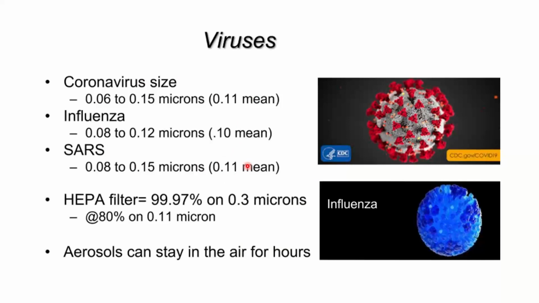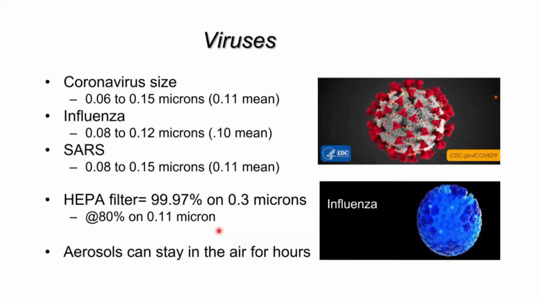A HEPA filter is a common recommendation to deal with that. And you'll see 99.97 and 99.99% HEPA filters. What that means is it catches 99% of stuff that is 0.3 microns in size. It doesn't do as good with smaller stuff because obviously smaller stuff fits the gap. It still does really good though. 80% of stuff that's 0.11. So based on this particular study, 80% of the flu virus and coronavirus type size things will be able to be caught with a HEPA filter.